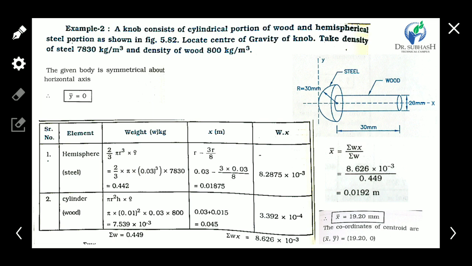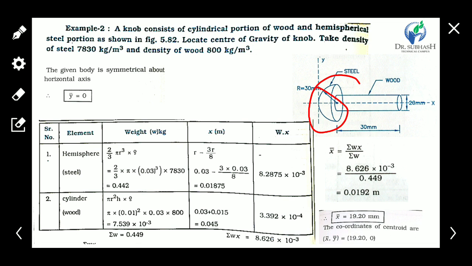See another example for center of gravity of a composite solid. A knob consists of a cylindrical portion of wood and a hemispherical steel portion. This cylindrical portion is made of wood and this hemispherical portion is made of steel, as shown in figure. Locate the center of gravity of the knob. We have to find the center of gravity of the knob and take the density; density is given for wood and steel. This is symmetrical about the horizontal axis.